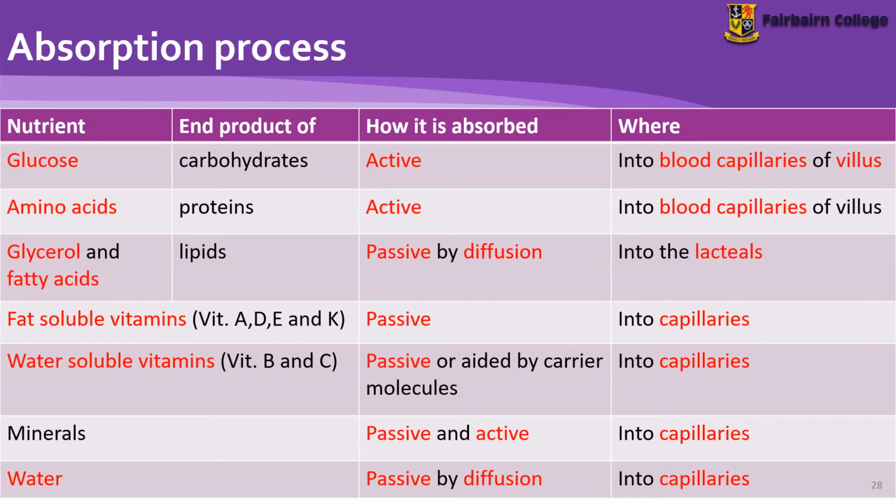Vitamins can be divided into fat-soluble vitamins, meaning vitamins that dissolve in fat, and water-soluble vitamins, meaning vitamins that dissolve in water. Fat-soluble vitamins are passively absorbed into the capillaries. Water-soluble vitamins are also passively absorbed, but require the aid of carrier molecules to transport them into the capillaries. Minerals can either be passively or actively absorbed into the capillaries, depending on the concentration of minerals in the blood.